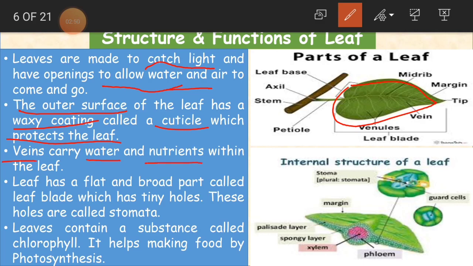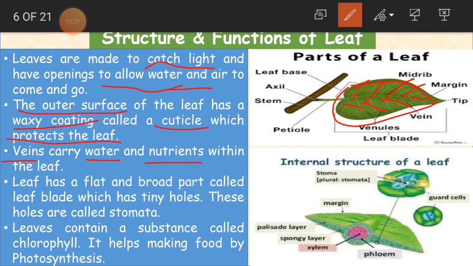And the third one here, veins carry water and nutrients within the leaf. Veins, what do they do? They carry water and nutrients within the leaf. As we said, like in our human body, the veins circulate the blood to all the remaining parts of the body, the organs. Same like that here, these small lines, are you able to see them children on the leaf here? These are called veins, and they carry the water and nutrients, so that the leaf is getting the energy and is going to give life to the plant.